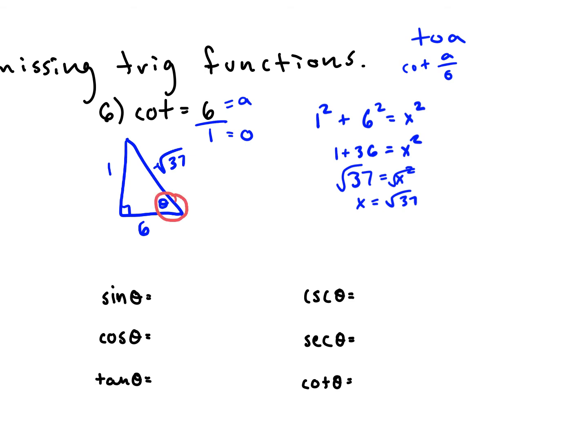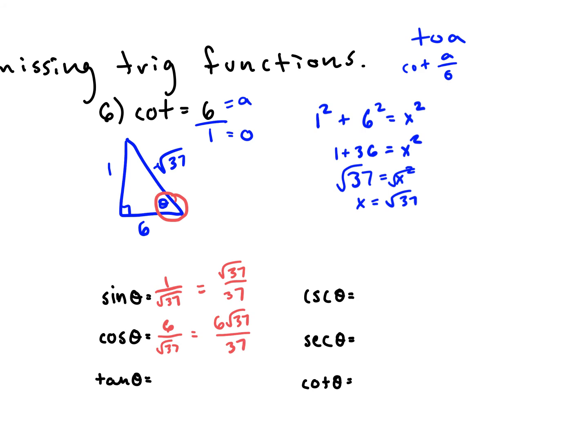So now here's our theta. Sine is opposite over hypotenuse, so 1 over square root 37. We have to rationalize, so we get square root 37 over 37. Cosine is adjacent over hypotenuse, so 6 over square root 37. So we get 6 square root 37 over 37.